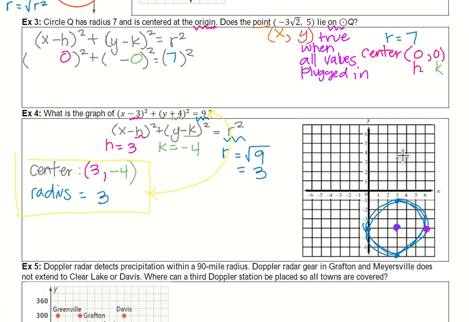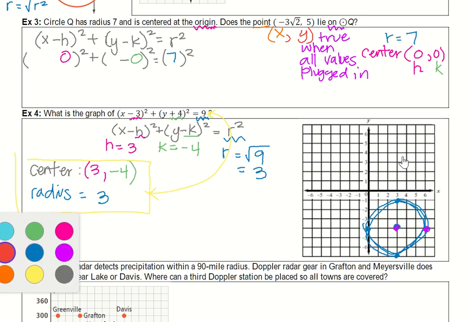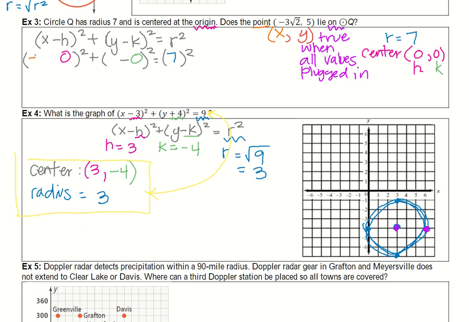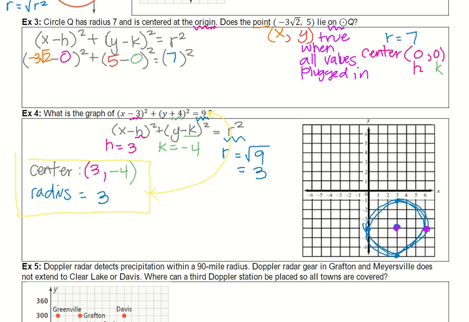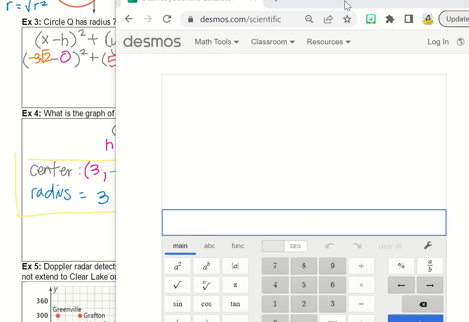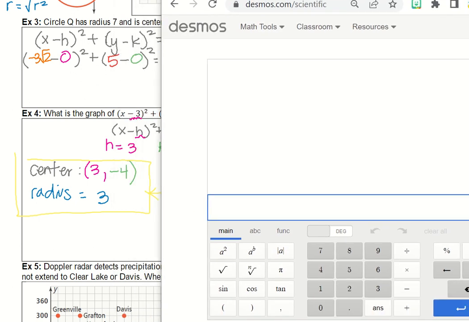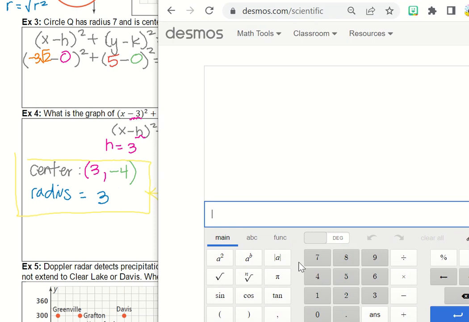So if I plug in negative 3 radical 2 as x, I forgot my minus sign, and I plug in 5 as y, I now have plugged in a number for all of the unknowns in the equation. And so I can simplify this by typing all of this into my calculator. So I'm going to take my Desmos Scientific Calculator and type the left-hand side in.